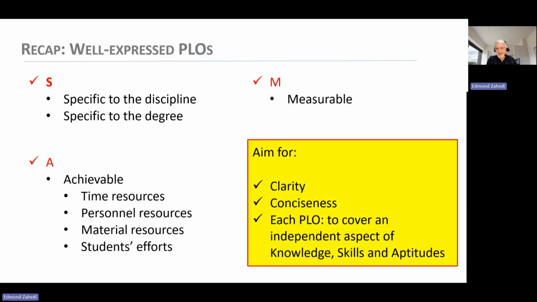And we are going to aim for clarity in the expression, not expressions that are convoluted, and conciseness of the PLO. Each PLO will be designed and crafted in such a way that it covers an independent aspect of knowledge, skills, and aptitudes, which means we are going to try to reduce the redundancies. A PLO should not repeat another PLO, it should complement it, should look in another direction. Which direction? You are going to guide and inform that direction, you as the academic unit.